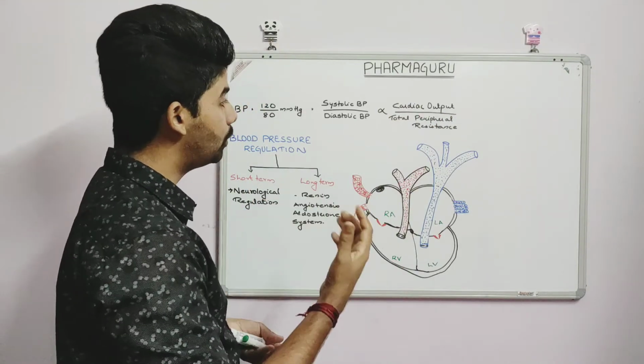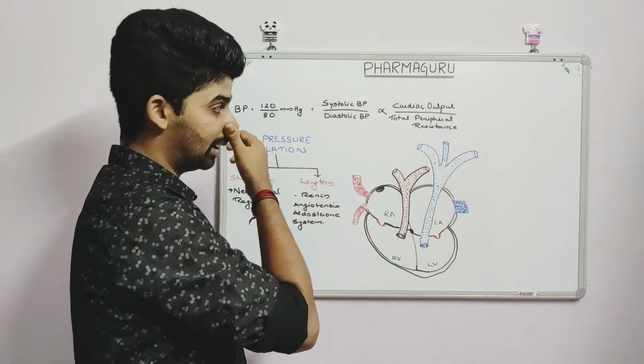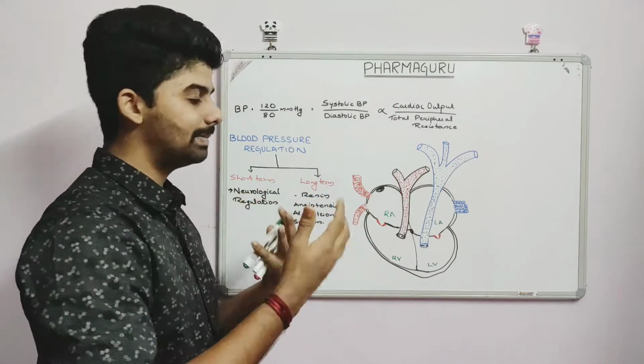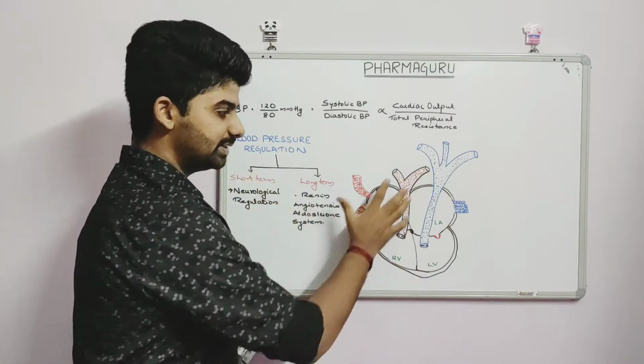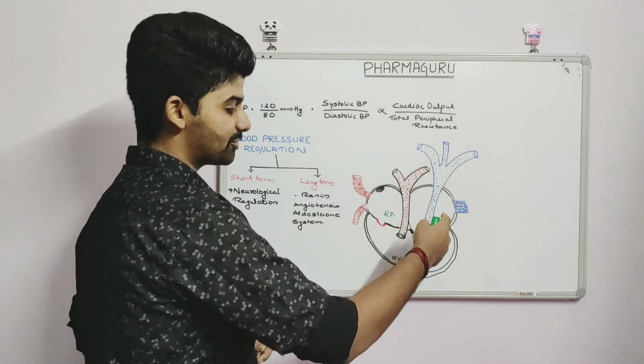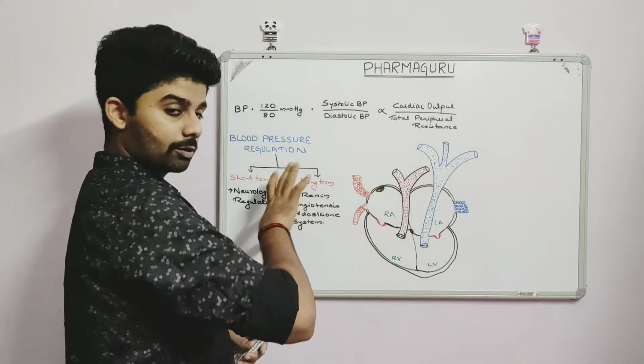Now we will see how the systolic blood pressure and the cardiac output are related. Before that, let's have a quick recap of how the blood supply occurs in the heart. Okay, so this is our structure of the heart. This is the right atrium, this is the right ventricle, left atrium and left ventricle. So we will start from this side.